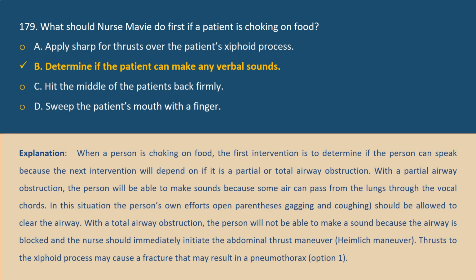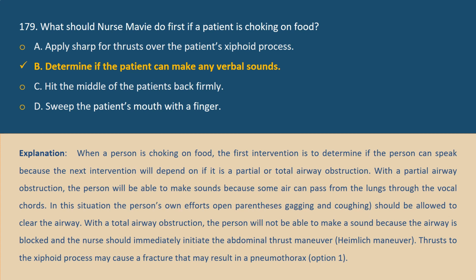Answer B. Explanation. When a person is choking on food, the first intervention is to determine if the person can speak because the next intervention will depend on if it is a partial or total airway obstruction. With a partial airway obstruction, the person will be able to make sounds because some air can pass from the lungs through the vocal cords.